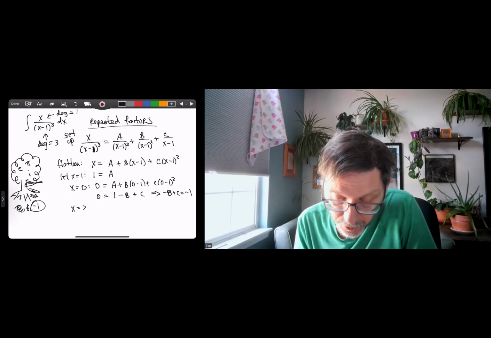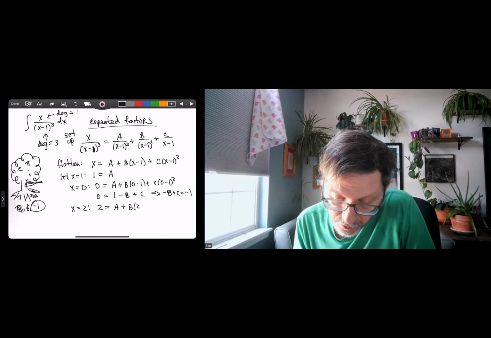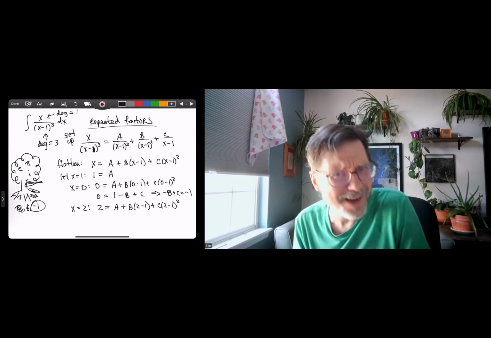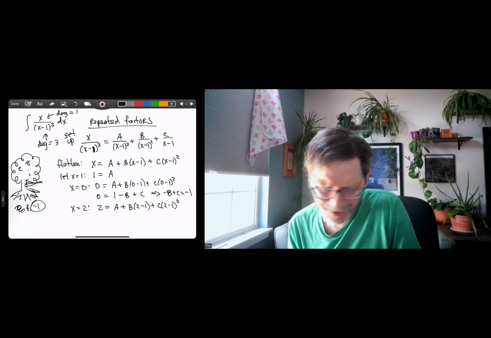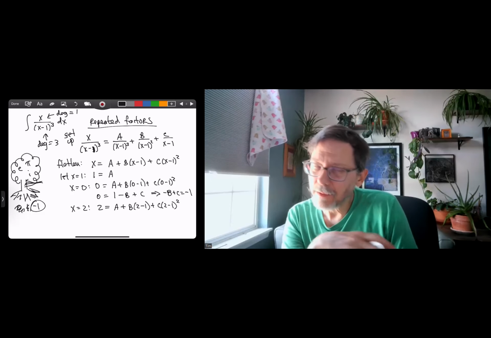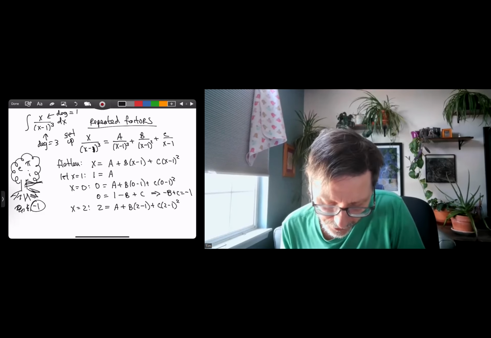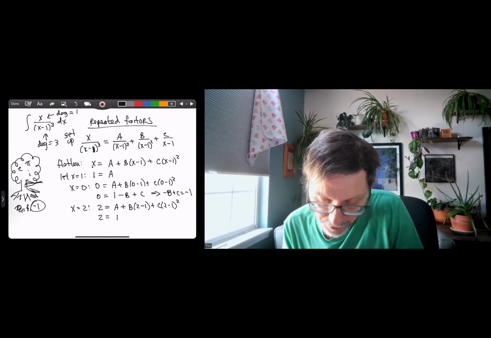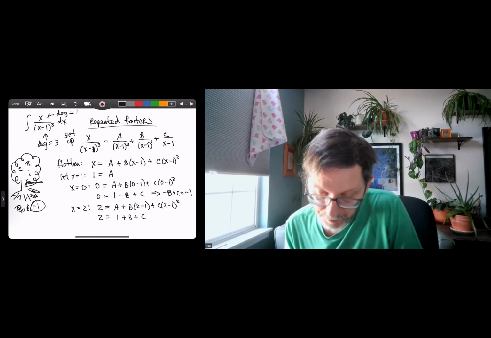So x equals 2, we have 2 equals a plus b times 2 minus 1 plus c times 2 minus 1 squared. See how nice that is? Because 2 minus 1 is 1. So I'm still low-hanging fruit valuing this whole thing. So we've got 2 equals 1, which is a, plus b plus c. And what this tells me is that b plus c equals 1.